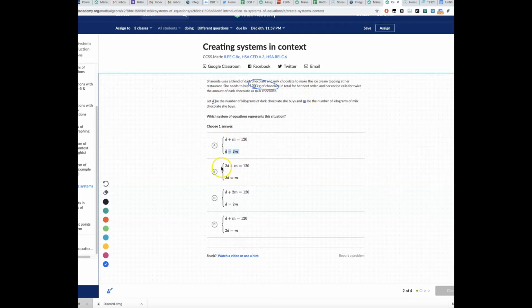So that's good. B is not good because it's got like twice the dark chocolate. So that has to do with the weight, not the amounts. C is not good, so it's got to be one of these two.